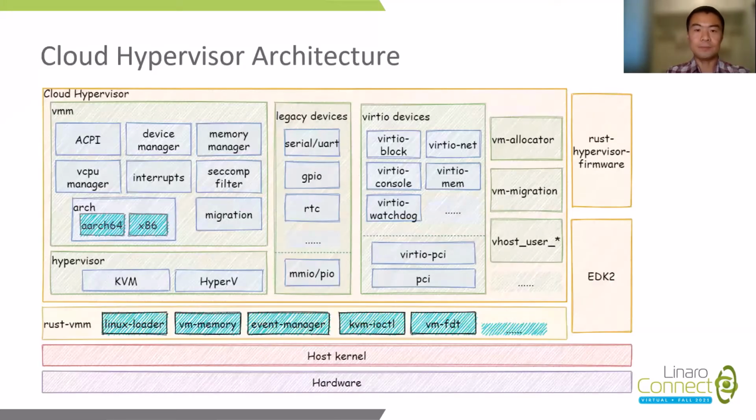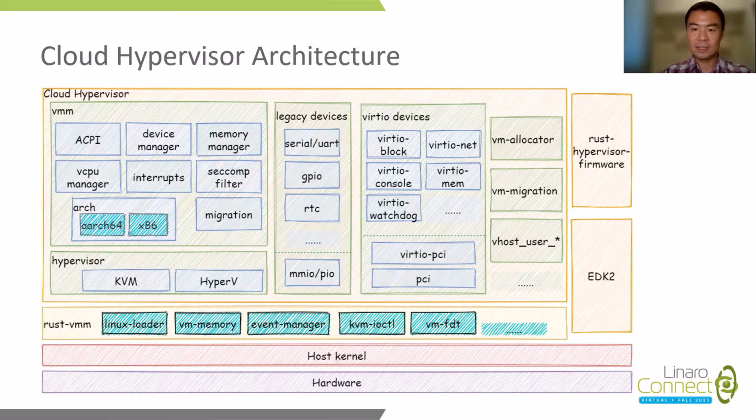Now let me introduce what's inside Cloud Hypervisor and how everything works together. Below is the hardware and the host kernel, with rust-vmm above them. Cloud Hypervisor is on top of it. Now, two types of hypervisor are supported, KVM and Hyper-V. A crate named hypervisor was defined to align the interfaces, so other parts of Cloud Hypervisor can be agnostic to specific details. Above the hypervisor crate, there is a VMM crate.